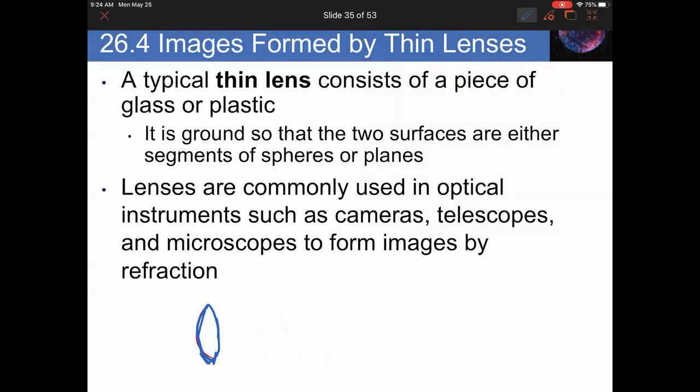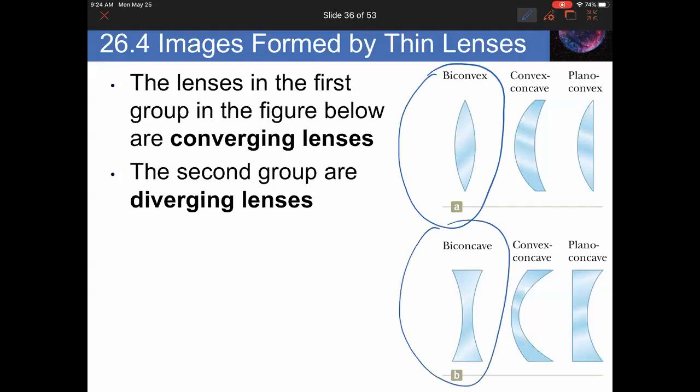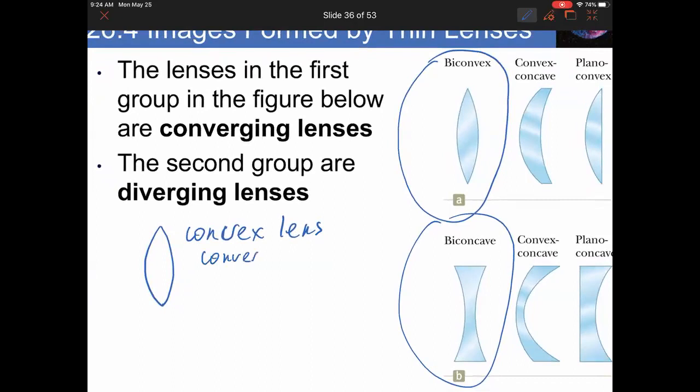Depending on how you carve this, you're going to get either a shape like this, or maybe you can carve it like this, and have two types of lenses. Here are some types of lenses. Mostly we're going to be using biconvex, or just convex, and biconcave, which is like this. If you have this shape, this is known as a convex lens, or we're going to call this a converging lens.